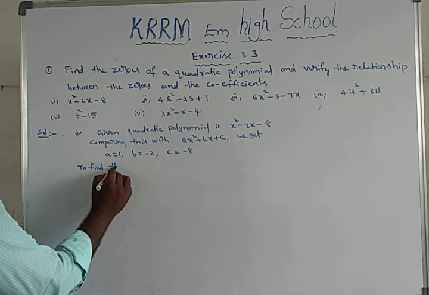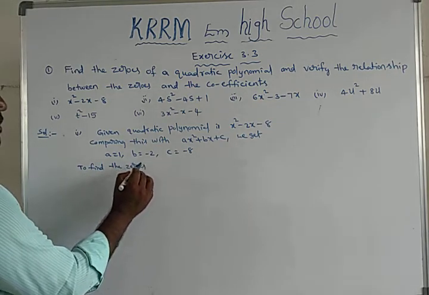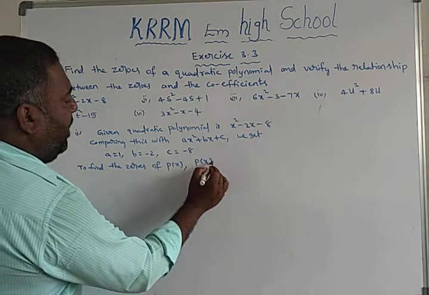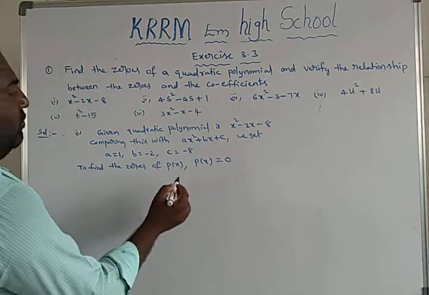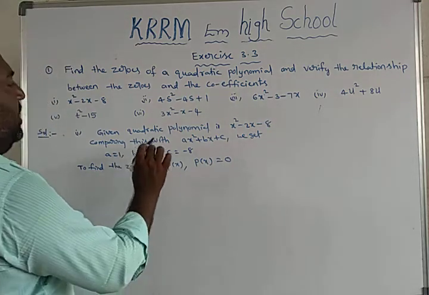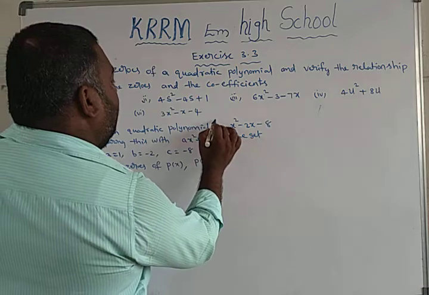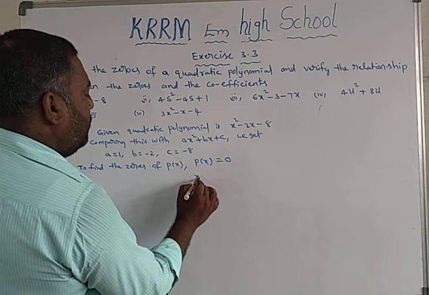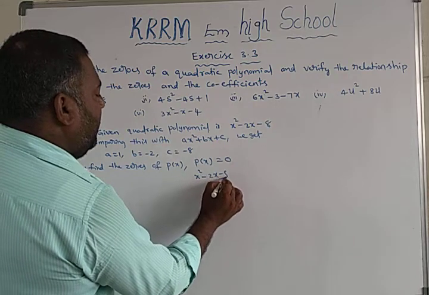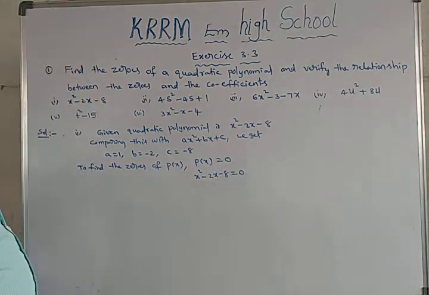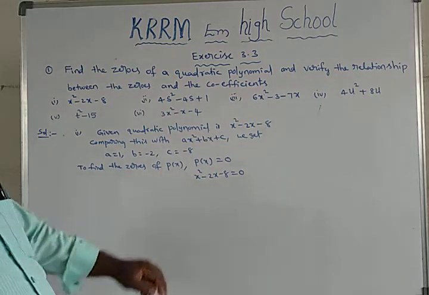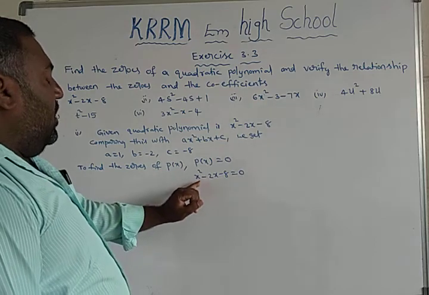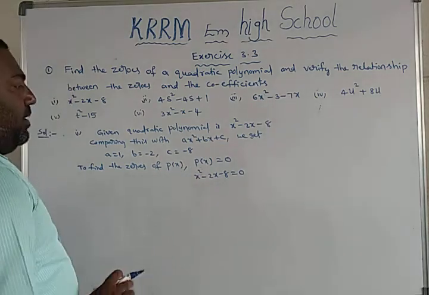To find the zeros of p of x, we take p of x equal to 0. So what is p of x? Let the given quadratic polynomial be p of x. So x square minus 2x minus 8 equal to 0. Clearly it is a quadratic equation, so we find the roots of this quadratic equation by splitting its middle term.